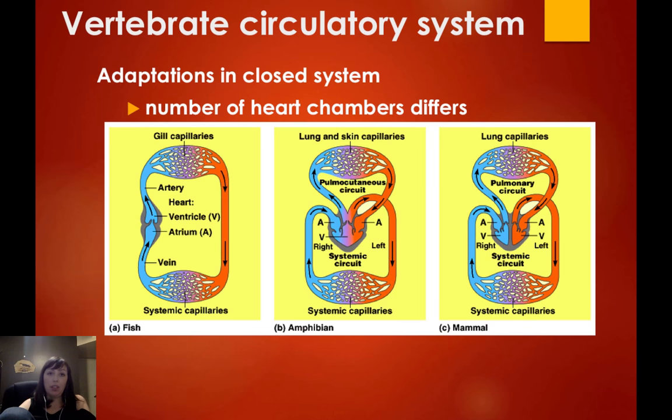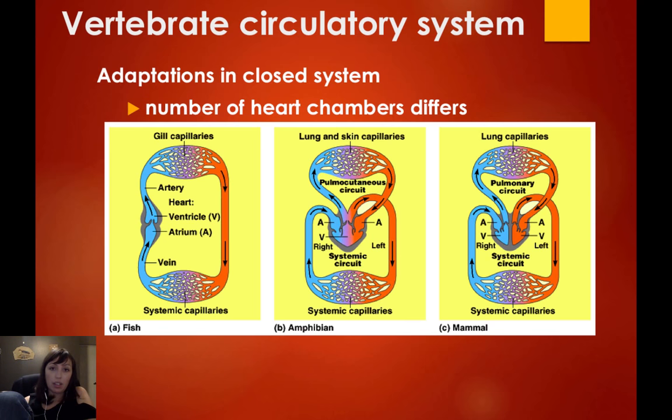Okay, so the vertebrate circulatory system, there have been several adaptations in the closed system, and really one of the major adaptations is the number of heart chambers. So here you're looking at the circulatory system of a fish, an amphibian, and a mammal, and you can see that the system differs. Okay, so if you're looking at the pump between the fish, the amphibian, and the mammal, as well as the capillary beds, the deoxygenated blood in blue and the oxygenated blood in red.